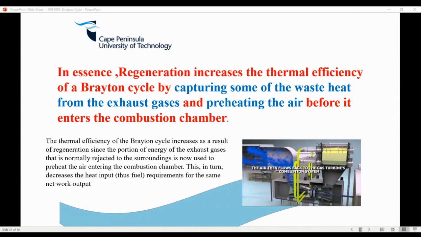A nice statement from your textbook says the thermal efficiency of the Brayton cycle increases as a result of regeneration. A certain proportion of the energy of the exhaust gases that is normally ejected to the surroundings is now used to preheat the air entering the combustion chamber. This in turn decreases the heat input, thus requiring less fuel for the same net work output. So that's essentially all it is. I normally ask theory questions like this: what's the purpose of regeneration? But I want to make you aware that that's all it's about.